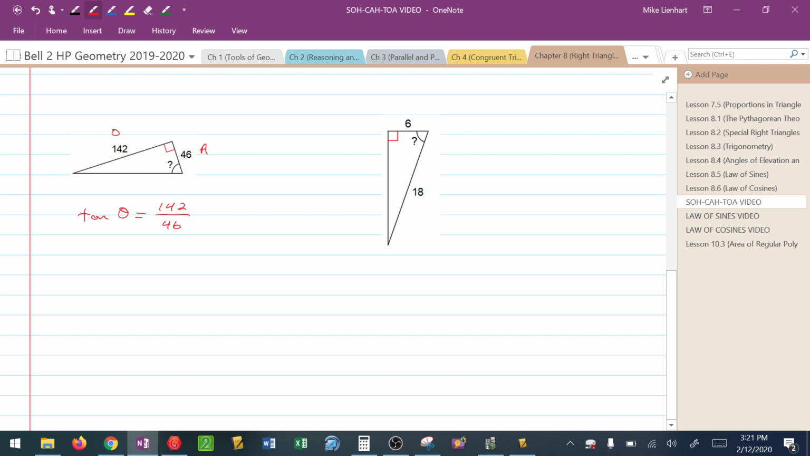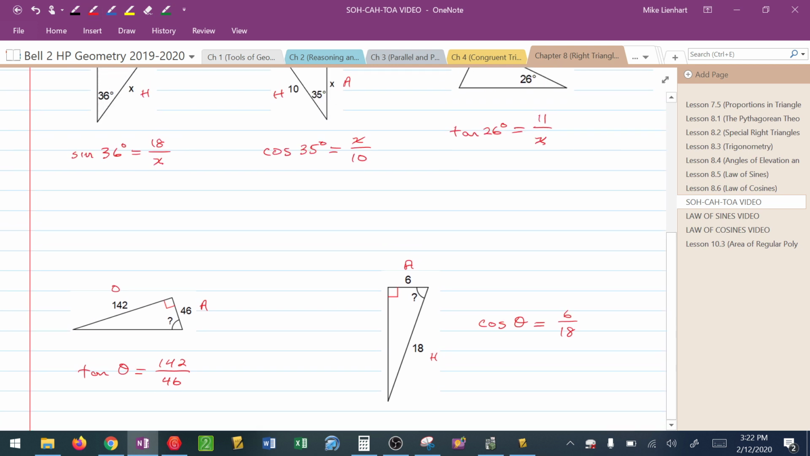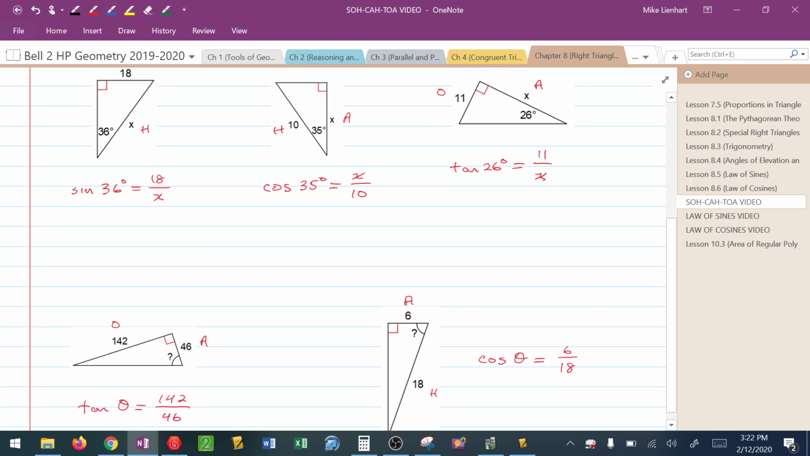And then this last one here, from that angle, I notice that 6 is adjacent and 18 is the hypotenuse. Adjacent and hypotenuse tells me to use the cosine function. The cosine of the angle is going to be side adjacent over hypotenuse. Now, that's how we set up the trig equations.